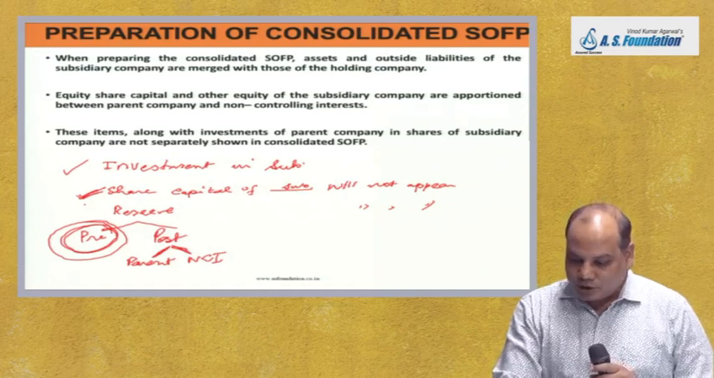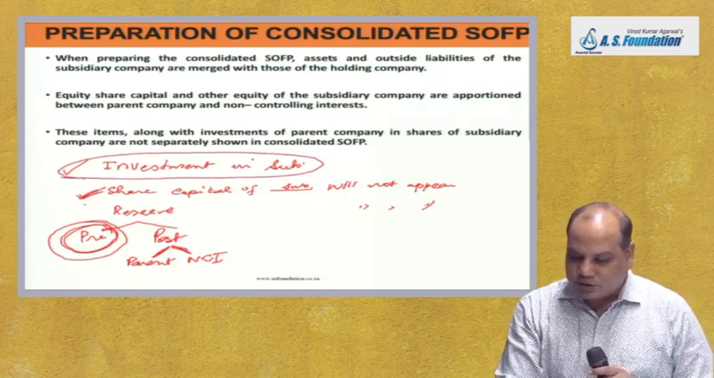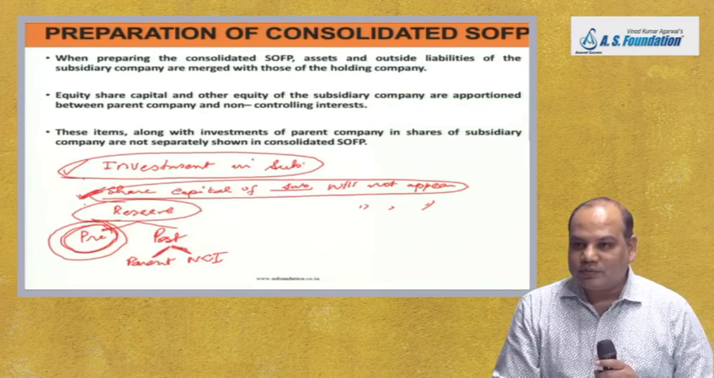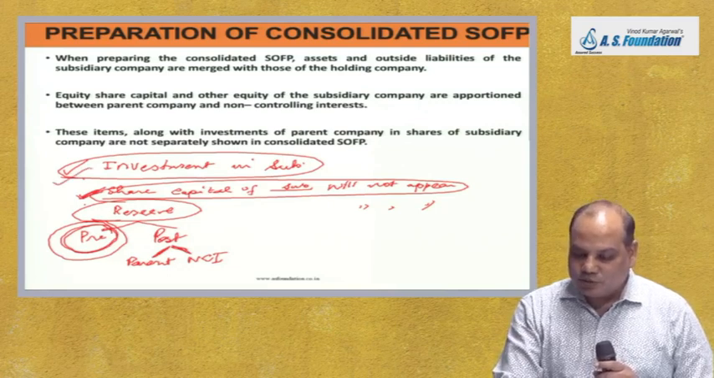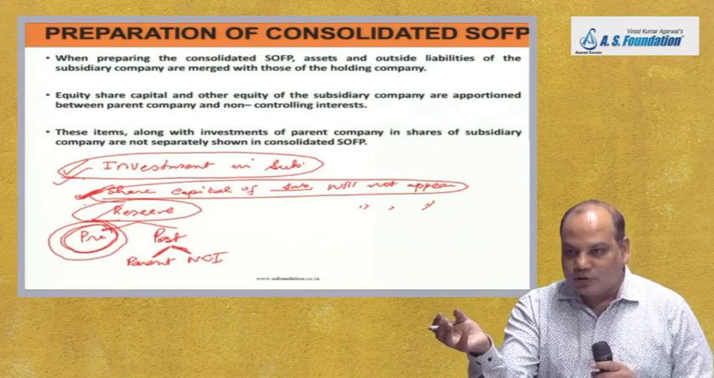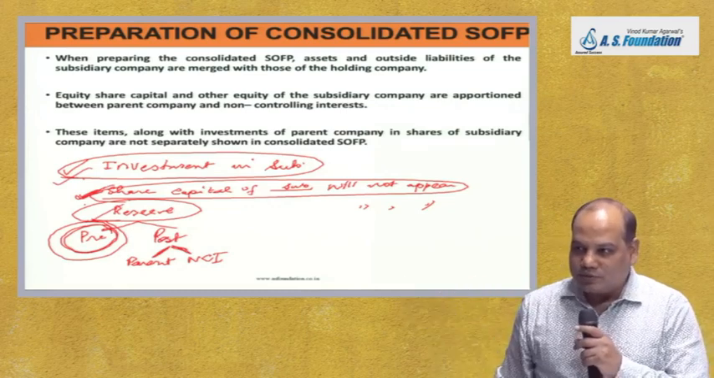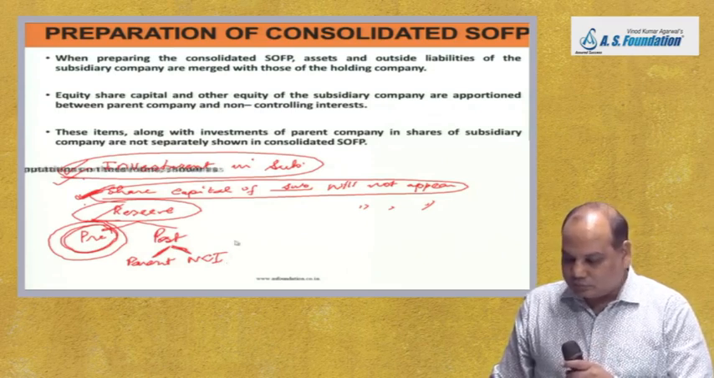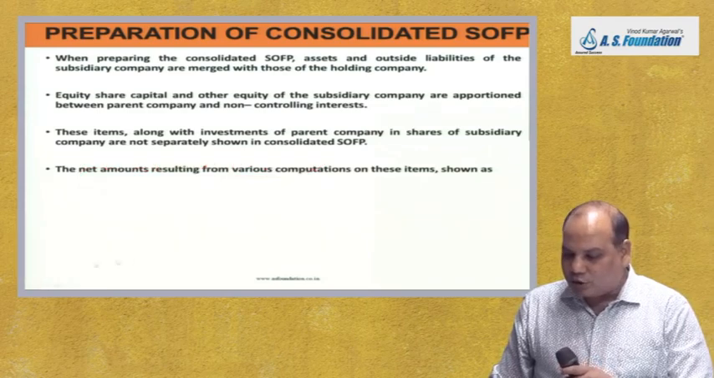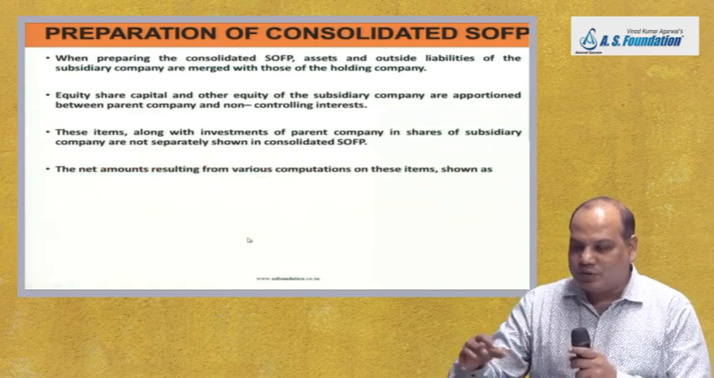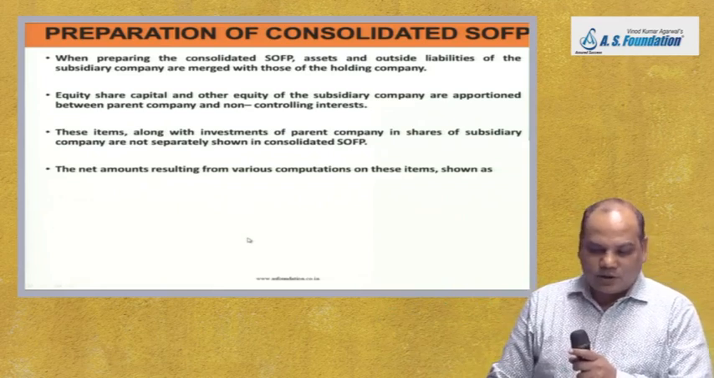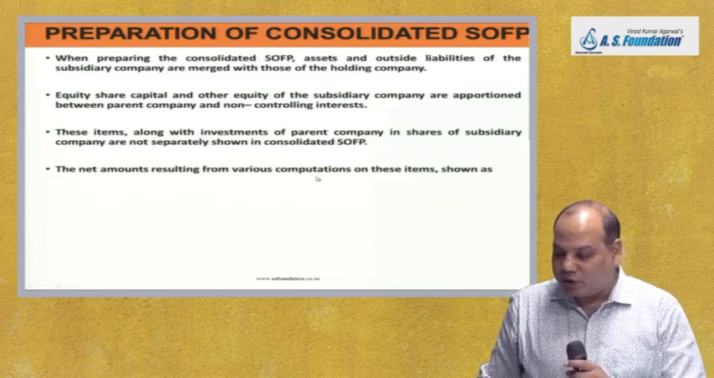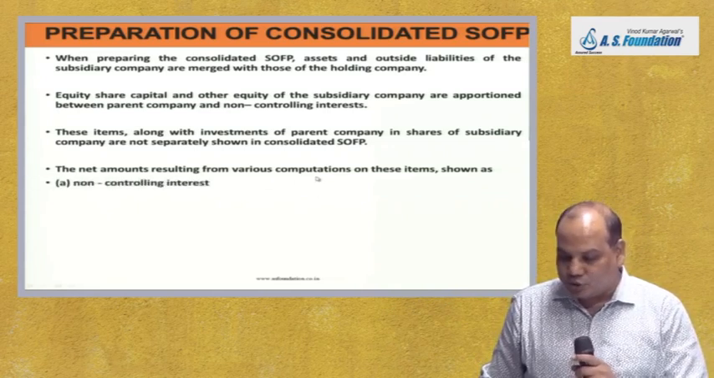And in place of investment in subsidiary, share capital, pre-acquisition reserve, what we get? If I remove these three items, what we get? Either goodwill or gain on bargain purchase. And then we also get one NCI, right? So these items will not appear as it is from subsidiary's books, but other assets, liabilities, income, expense will appear subject to some adjustment. The net amount resulting from various computation on these items are shown as under.